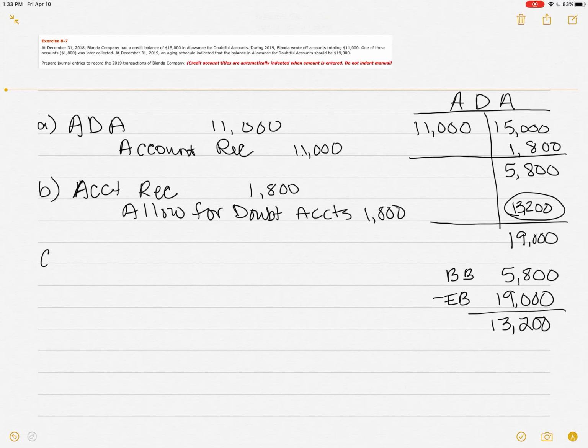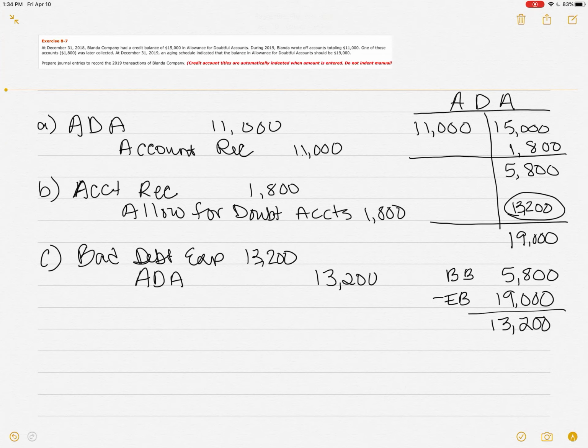So when I write that journal entry, I'm going to debit that bad debt expense for that $1,300, and I'm going to credit that allowance for doubtful accounts for $1,300. And that credit is shown right there to make that ending balance be accurate.